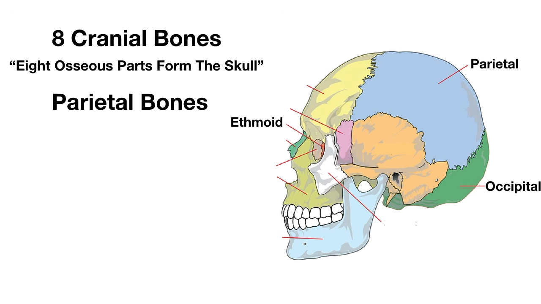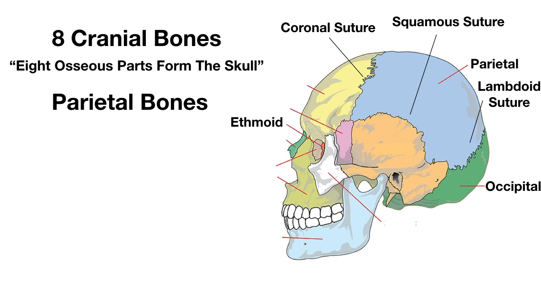Starting with the most anterior suture, we have the coronal suture, and this connects the parietal bones to the frontal bone that we're going to be talking about next. The coronal suture is easy to remember because it travels through the coronal plane. Then we move on to the squamous suture, which connects the parietal bones to the temporal bones, which we'll be talking about shortly. Then we move on to the suture in the posterior aspect of the parietal bones, and this is the lambdoid suture that we talked about earlier.